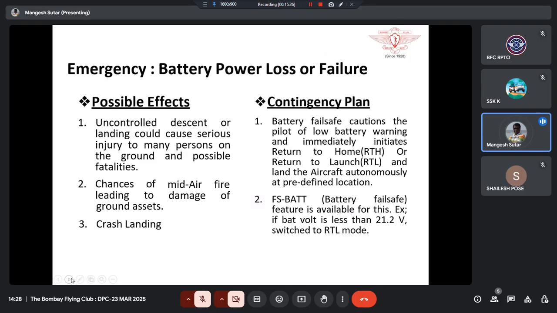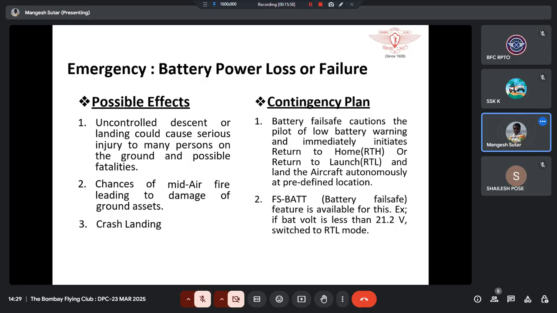Then all of a sudden, while you are flying the drone, battery power loss or failure could also happen. It could always happen, because at the end of the day it's equipment, and it's flying. In that scenario, loss of power means your drone is beyond your control. In that scenario you cannot do anything, because the motor will stop working. You will definitely have a crash. So you could have a crash landing situation in that.